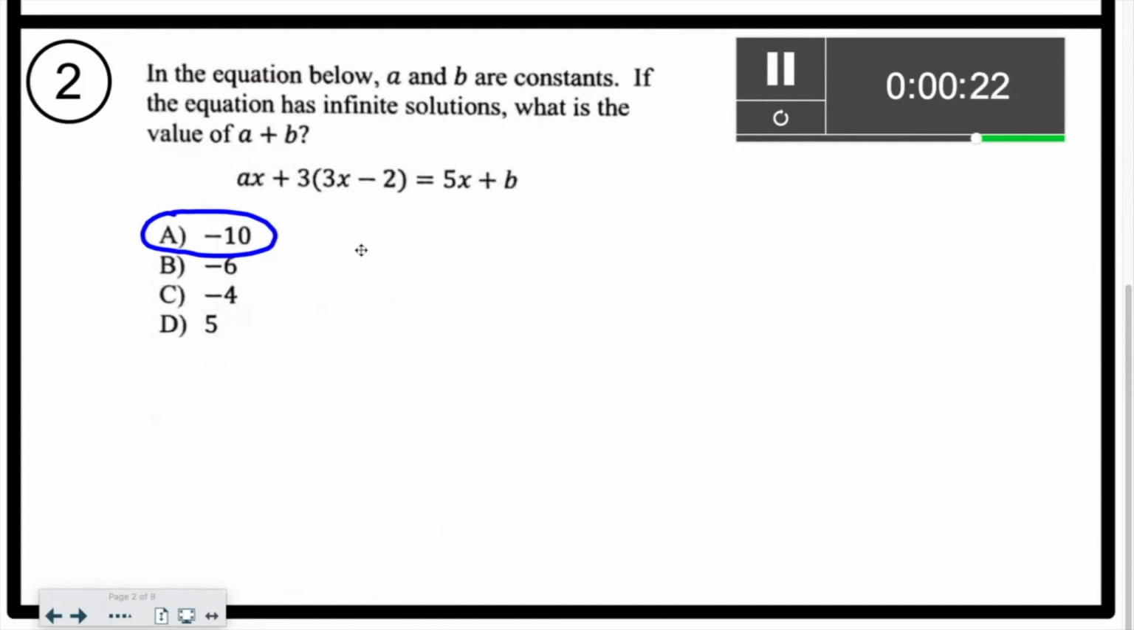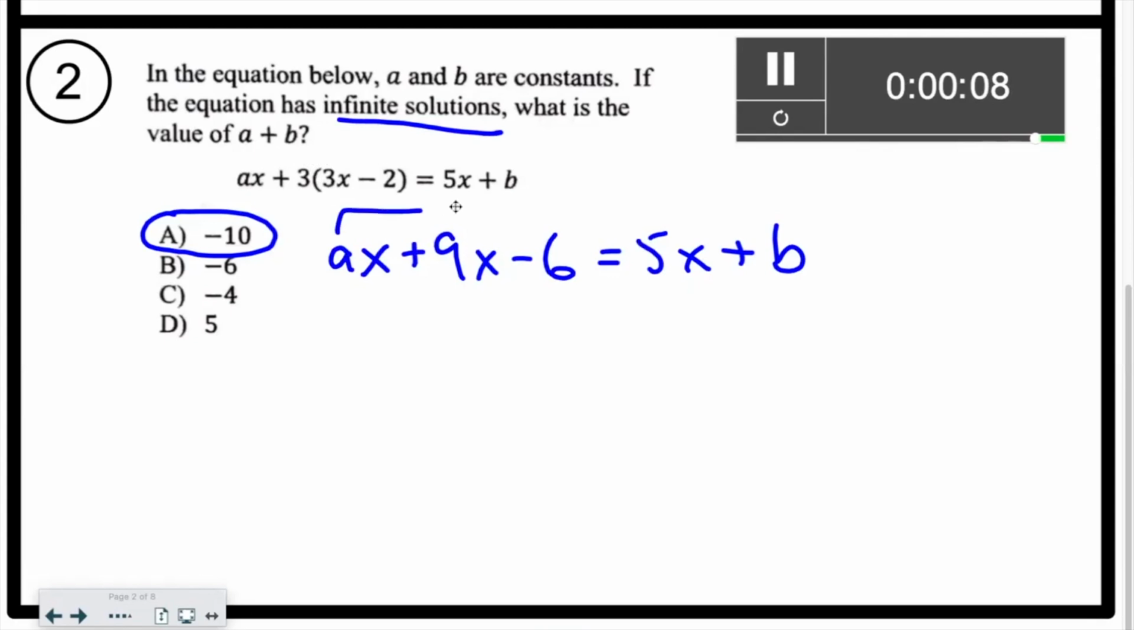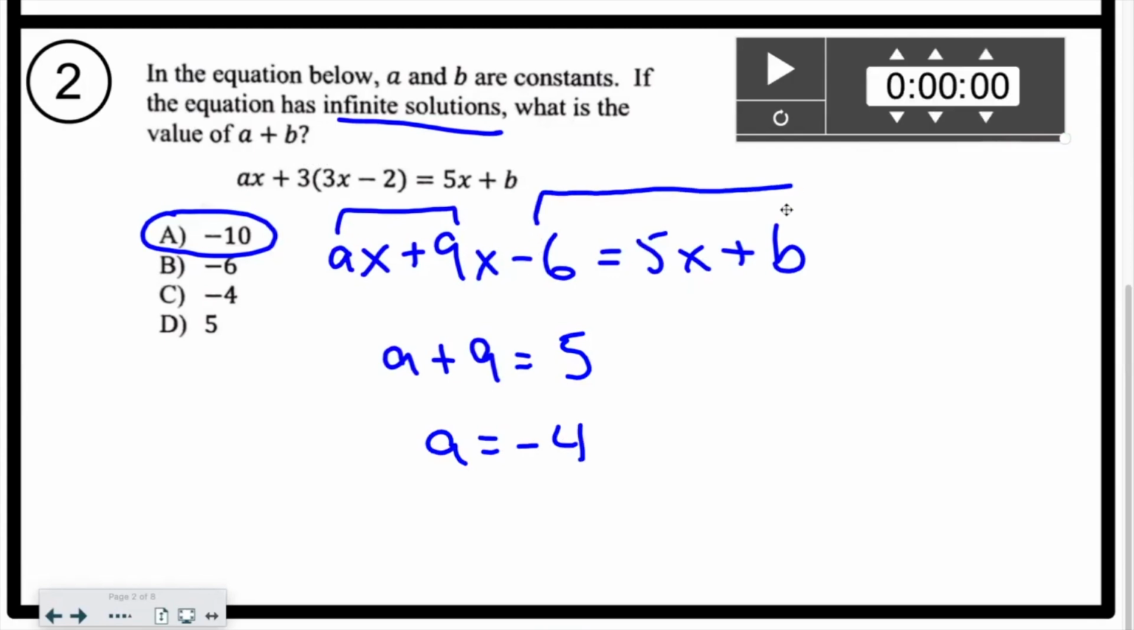Yeah, so I'll just go over this one too. If you simplify it a bit, what we need is the x's to be the same on both sides. So basically, a plus 9 is 5, so a is -4. And we also need the constants to be the same, so b is -6. And then when we add them together, you get -10.